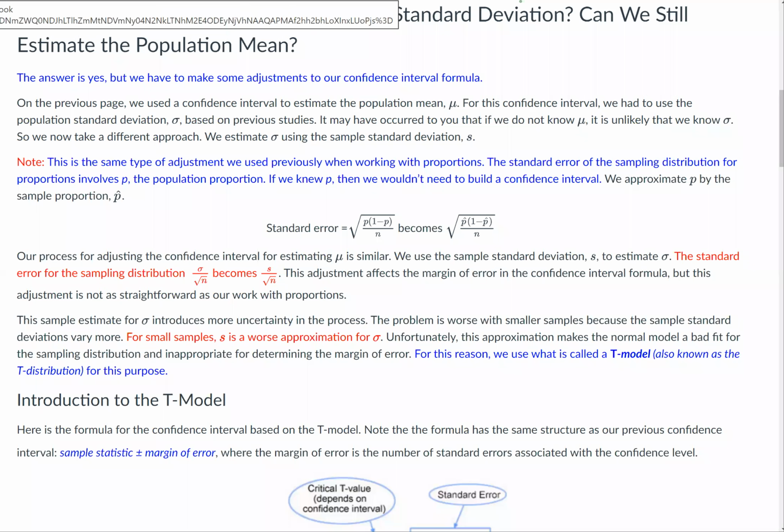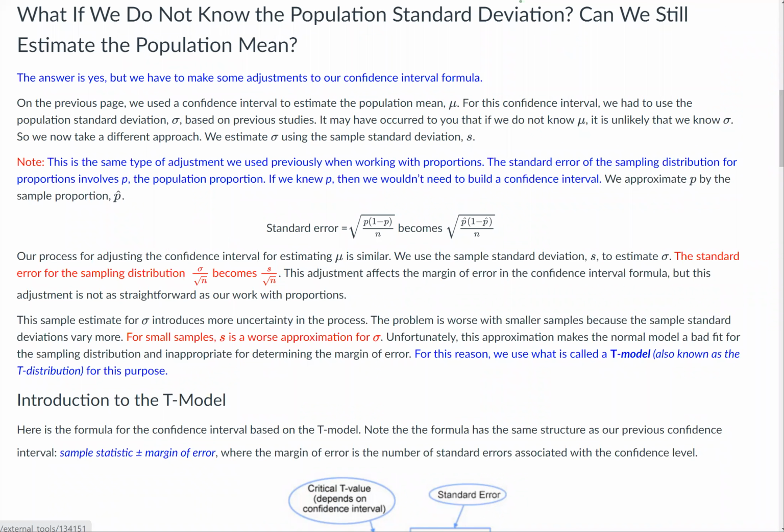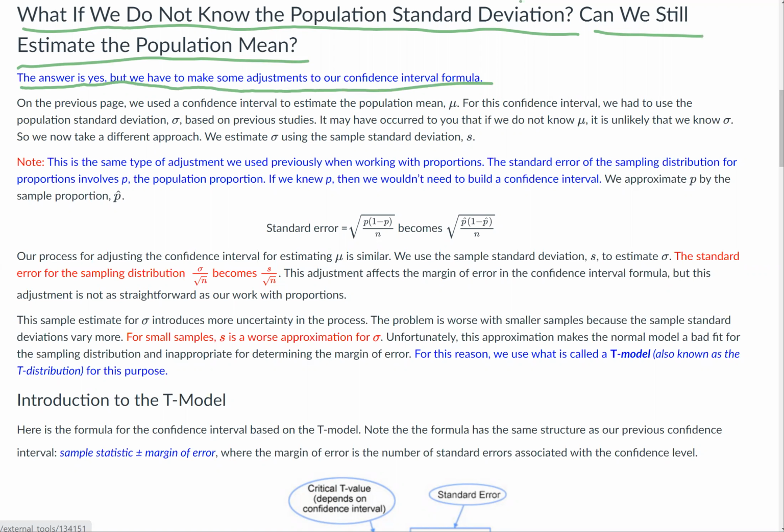Now, on the first page of this module, we said we're assuming right now that we know the standard deviation, but now we'll look at what if we do not know the standard deviation? What if it's a topic in which we don't know a whole lot, there hasn't been a lot of research, so we can't look at previous studies to see what the standard deviation was? Can we still estimate the population mean? In this case, the answer is yes, but we have to make some adjustments to our confidence interval formula.